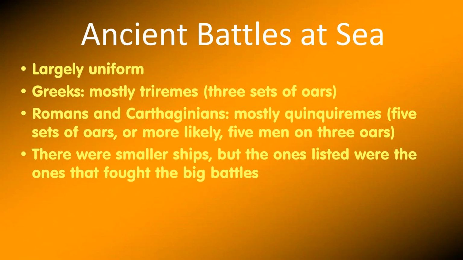What about ancient battles at sea? And notice I've been using the sea here for examples because it's more clear-cut when you have individual units. Ancient battles at sea were largely uniform. The Greeks mostly used triremes, called triremes because there were 3 sets of oars inside the ship on 2 different levels. The Romans and Carthaginians much later mostly used quinquiremes, which were possibly 5 sets of oars, but more likely 5 men on 3 oars. They were much bigger than triremes. There were smaller ships, but the ones listed were the ones that fought the big battles.